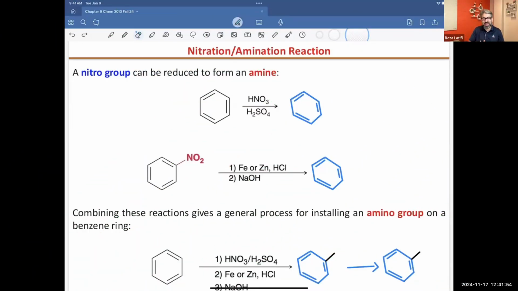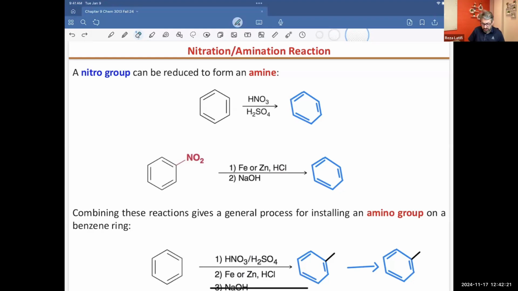In the last couple of lectures, I went through electrophilic reaction of benzene ring, and I showed you how to replace hydrogen atom on benzene with different substituents like NO2, SO3, halide, or for example, OH. But if you want to go further and put a more complicated substituent, you will see some limitation. And one of them is amino group.